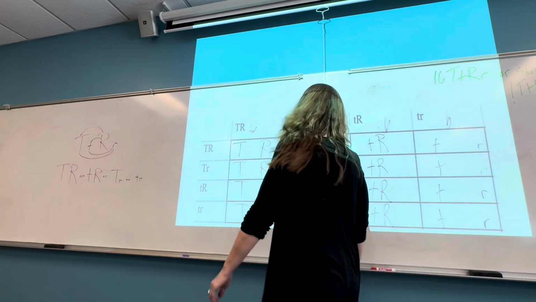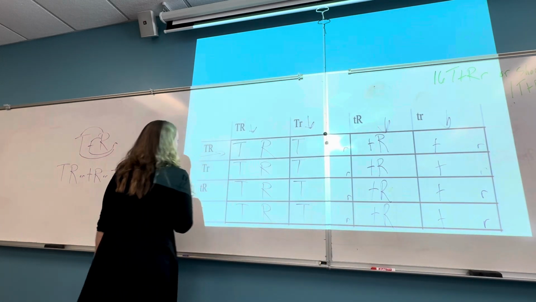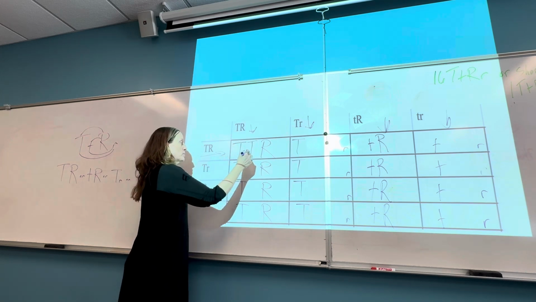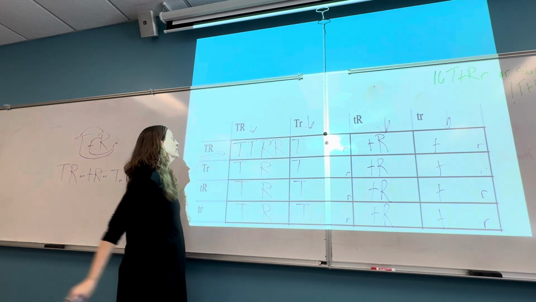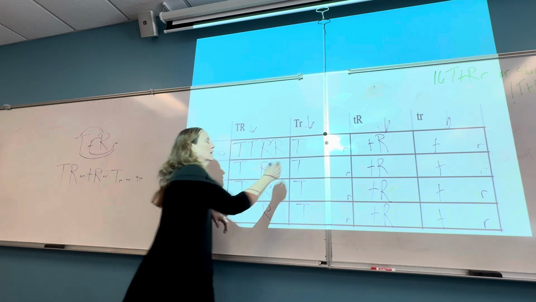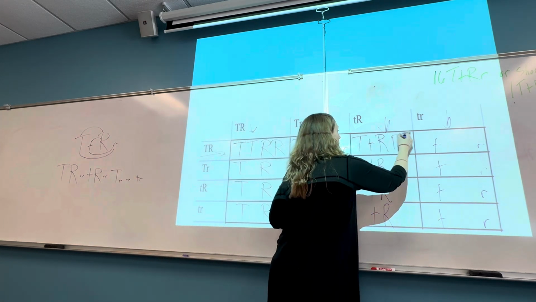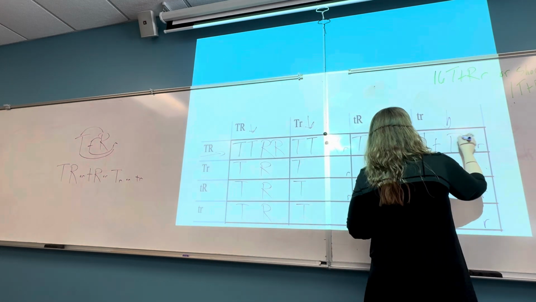And now, we're ready to go across. So I've got big T, and I've got another big T, and another big R. So we're putting in a big T and a big R across, big T, big R, across, big T, big R, across, big T, big R, across.